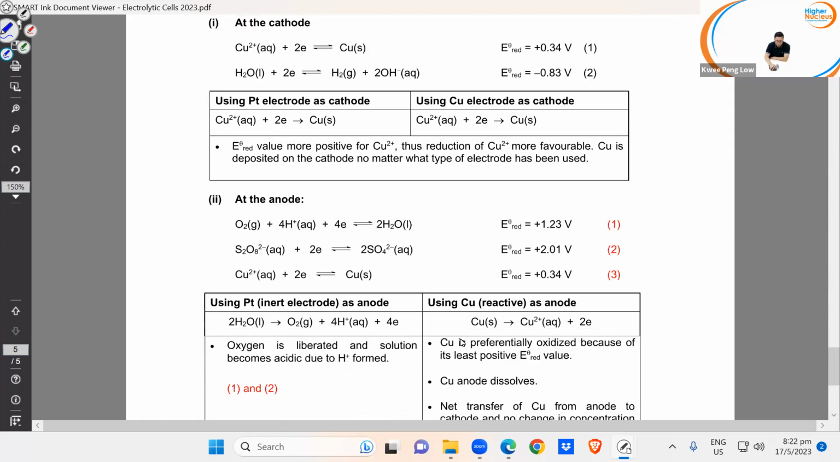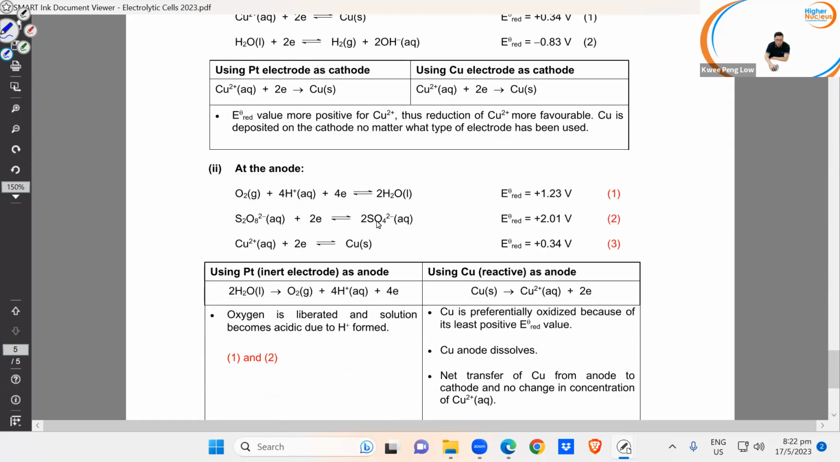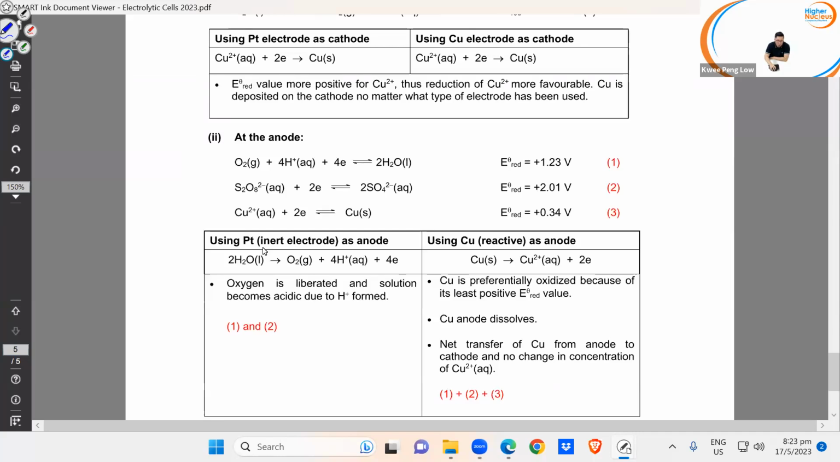Now, how about the anode? At the anode, I have my sulfate ion, I have my water. So let's say we talk about inert electrode first, platinum. Now, if you have a platinum electrode, you only consider equations 1 and 2. So at the inert platinum electrode, it can only be water getting oxidized or sulfate getting oxidized. At the anode, we choose the less positive one to get oxidized. So if I use platinum electrode, water is oxidized over your sulfate.